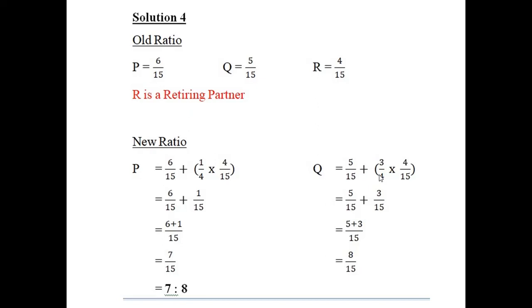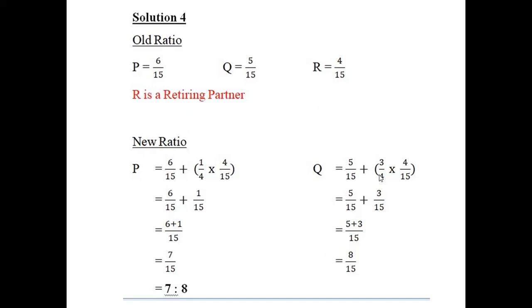So the question is actually saying that whatever is the share of R, that is this 4 by 15, will be shared between P and Q in the ratio of 1 is to 3. Because if you read the question properly, you can see here that R retires and surrenders one fourth of his share in favor of P.